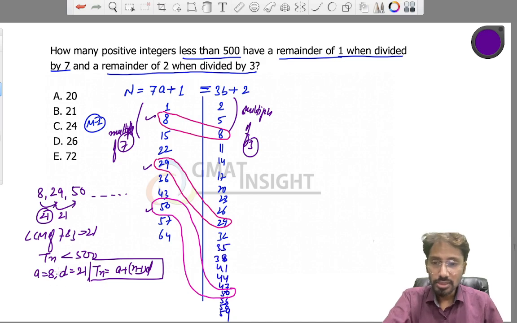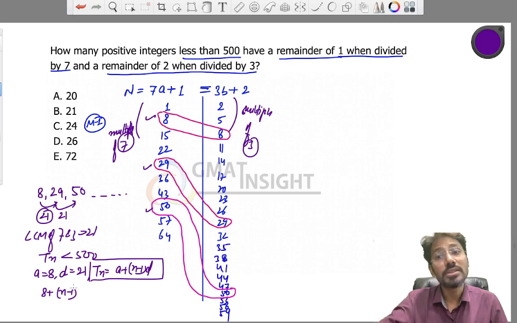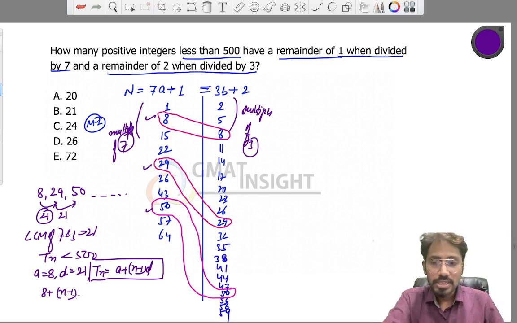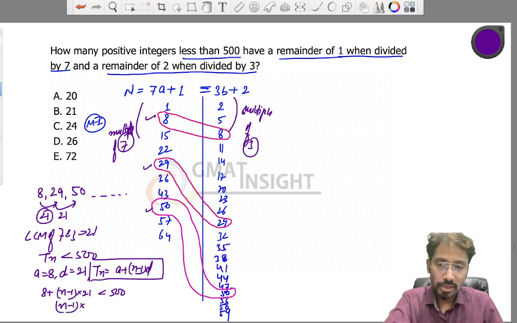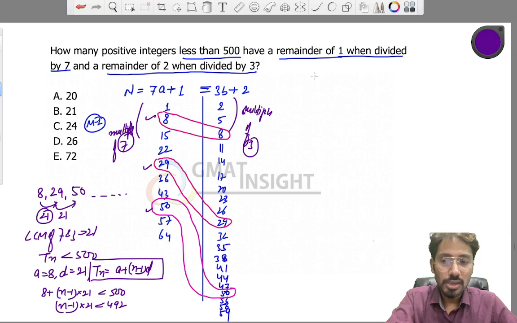Now, Tn means a plus n minus 1 into d, 8 plus n minus 1, because I need to find out the value of n, because the question is how many such numbers. So n is the number of such numbers in this sequence. 8 plus n minus 1 multiplied by d, 21, should be less than 500. That means n minus 1 multiplied by 21 should be less than 500 minus 8, which is 492. So n minus 1 should be less than 492 divided by 21.